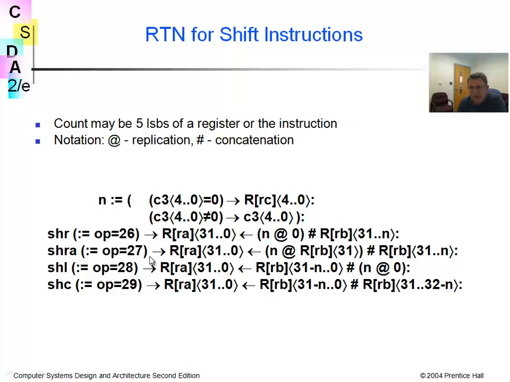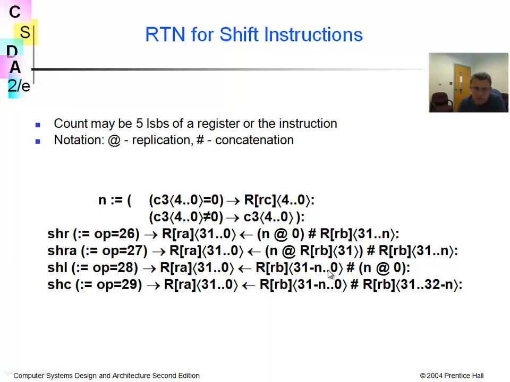Shift right arithmetic means exactly the same thing, except here instead of putting a 0, you put the most significant bit, or the sign bit, of the RB register. If it is 0, you put a 0. If it is a 1, you put a 1, and the rest is very much the same thing as here. And the shift left is exactly the same as shift right, except you're moving to the left.